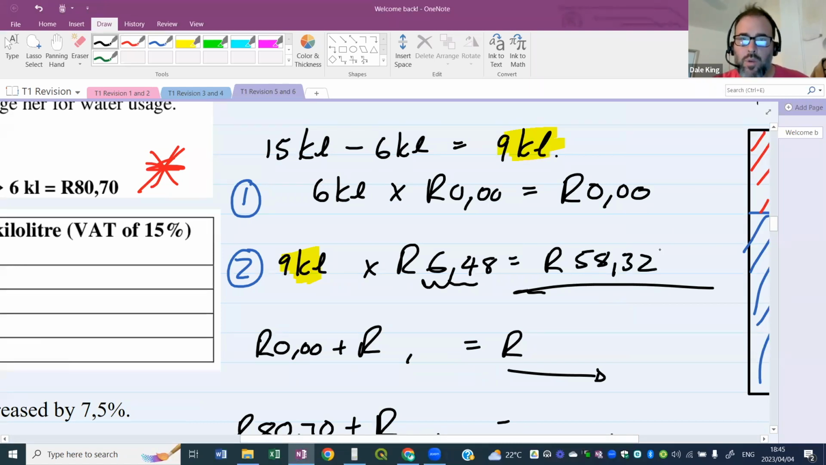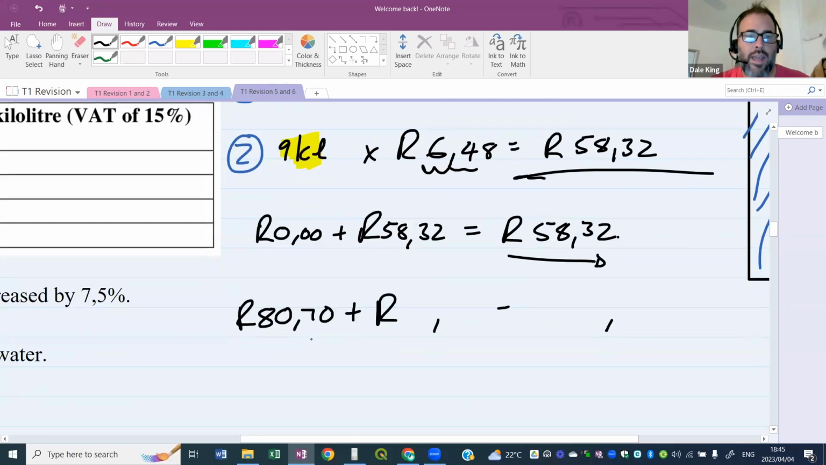All right, now we add up all our totals. We got 0 for the first one, and we got 58 Rand 32 for the second one. That gives us a total of 58 Rand 32. Okay, so we're going to say that 80 Rand 70. Why are we charging a fixed fee? Because we went over 6 kiloliters. So we have to charge this fixed fee. So it's the fixed fee plus the 58 Rand 32.